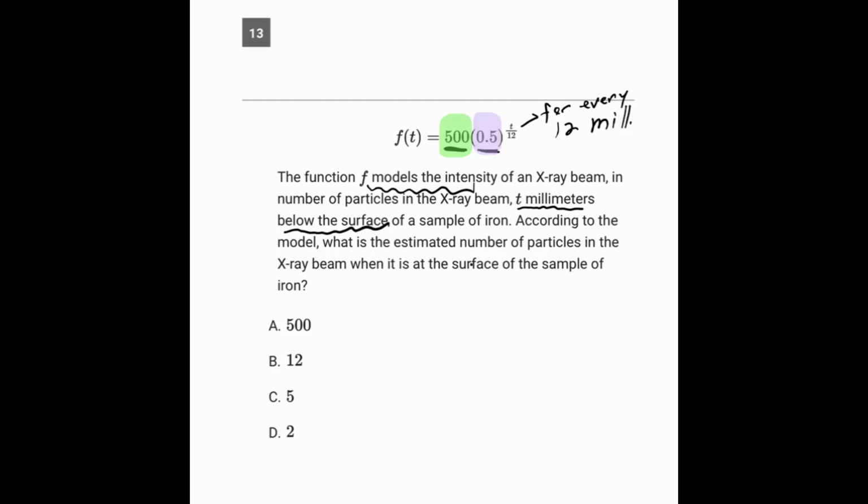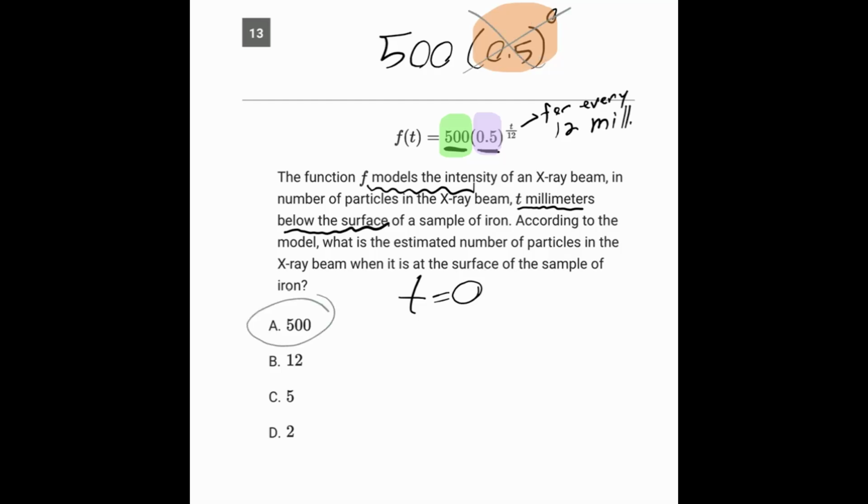So, according to that model, what's the estimated number of particles when it is at the surface? In other words, 0 millimeters below the surface. So, all we really had to do here was plug in t equals 0. So, that'll give us 500 times 0.5 to the 0. Now, anything to the 0 power equals 1. So, this whole thing is equal to 1, and it's 500 times 1, and the answer is 500.